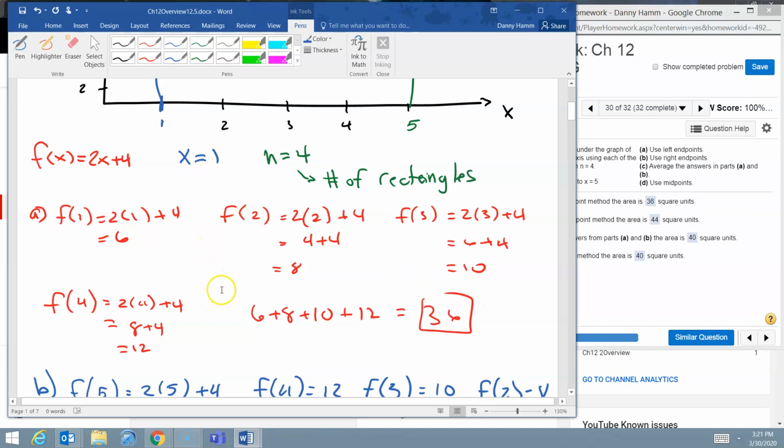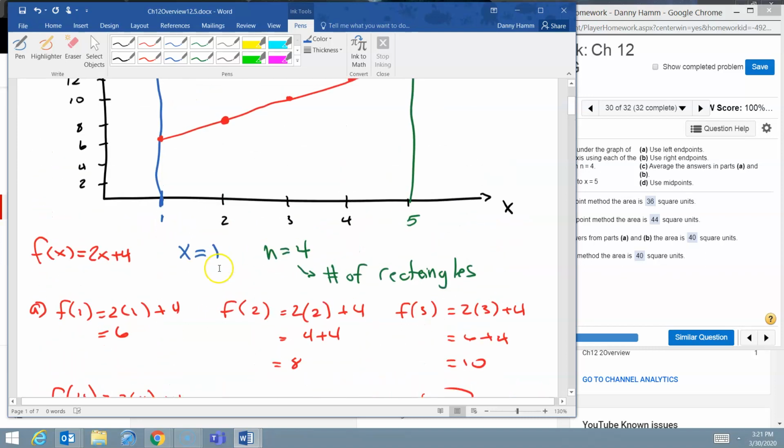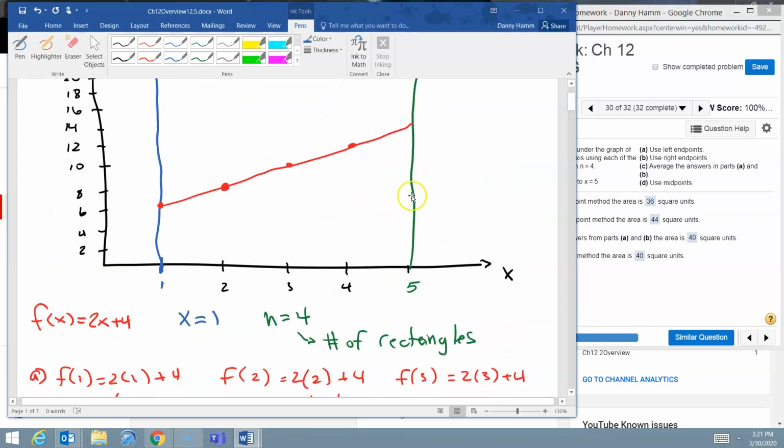And then we're going to do that same process for B using the right endpoints, which means we're starting at the right. So I'm starting at 5, and these are called inscribed and circumscribed. So the first ones we did starting from the left are inscribed, meaning we have a little bit of area that's not accounted for. And then circumscribed is above the graph. So the approximation is going to be a little bit more than what it actually is.